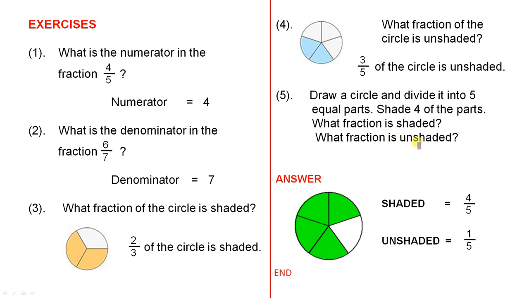What fraction is unshaded? There's one unshaded part which is there. There are 5 parts, 1, 2, 3, 4, 5. So 1/5 of the circle is unshaded.